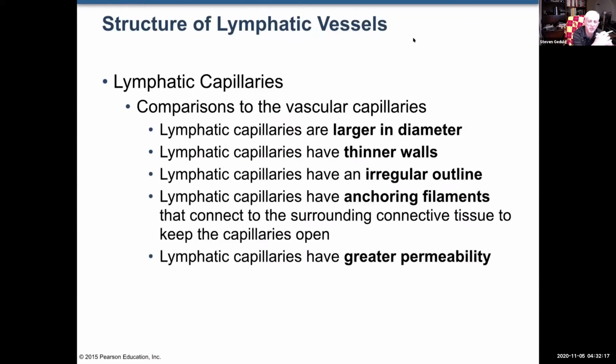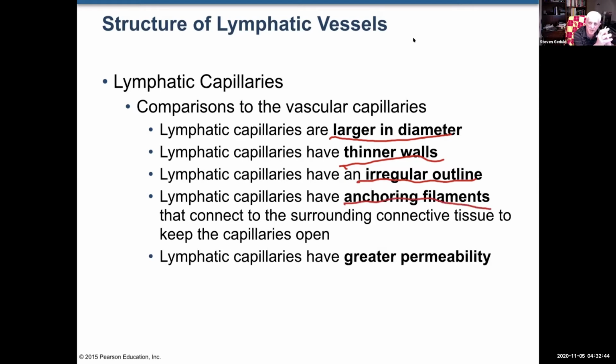Lymphatic capillaries compared to vascular capillaries. Okay. Lymphatic capillaries are larger in diameter, so they're larger than blood capillaries. They have thinner walls. Things flow through them more readily. They have an irregular outline. Remember, our blood vessels, our arteries, are round. These have an irregular outline. Lymphatic capillaries have anchoring filaments that hold them in place.